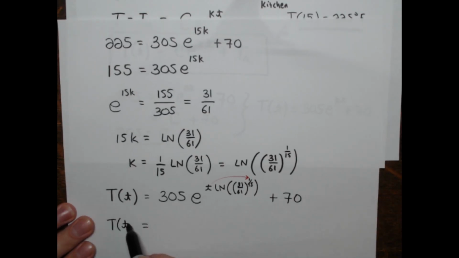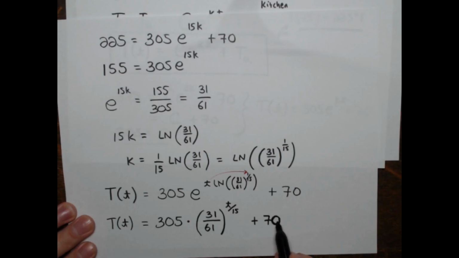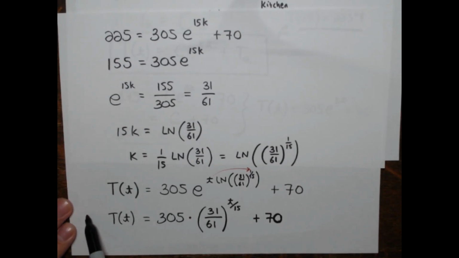So the temperature of this pie at any given time after I pull it out of the oven and leave it in this 70-degree kitchen is this 305 times, then here I'd have e to the natural log of 31/61 to the t over 15 power. So the e and natural log undo each other. And I'm left with just 31/61 to the t over 15 power. All right, and then plus 70. And there we go. This isn't the answer yet, but this is important.